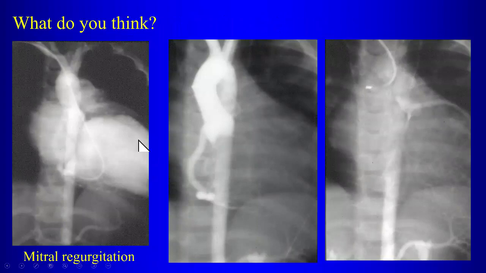So here we have a big left ventricle. There's mitral regurgitation. That's why we have contrast here going into the left atrium. And then here we see that the right coronary artery opacifies first, and then this happens. So how do we put this together?